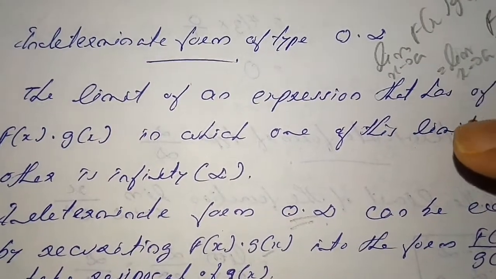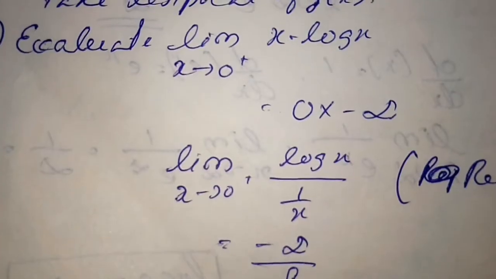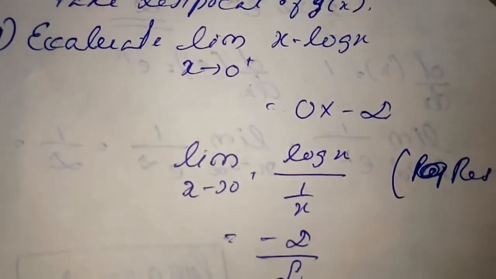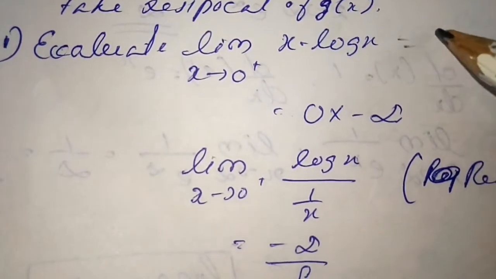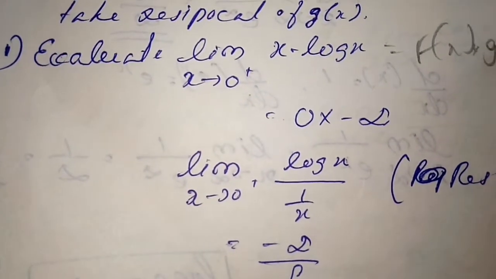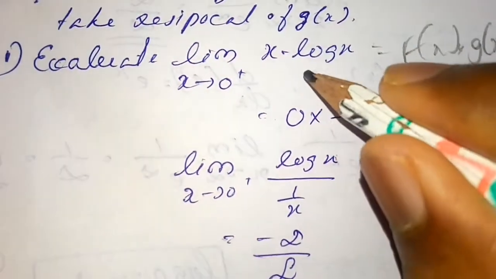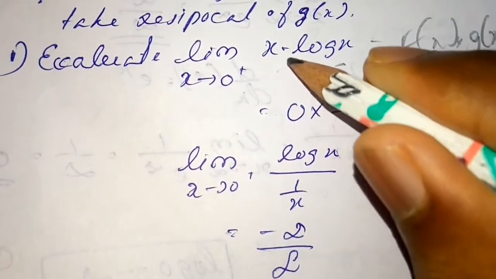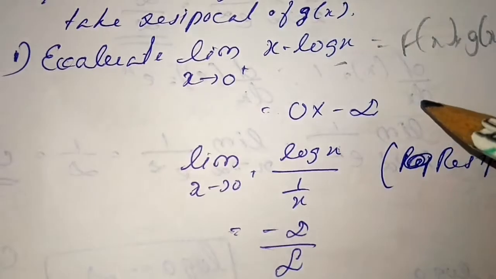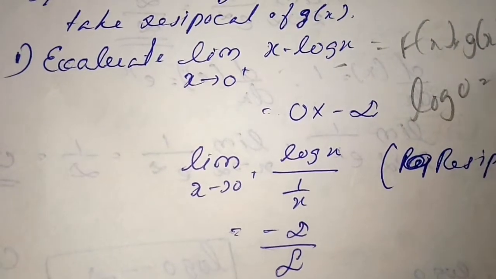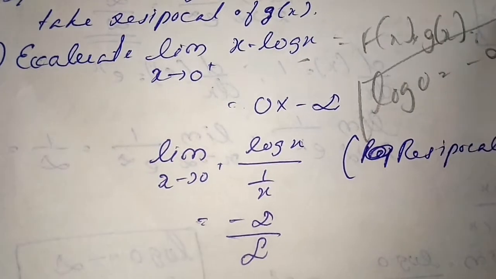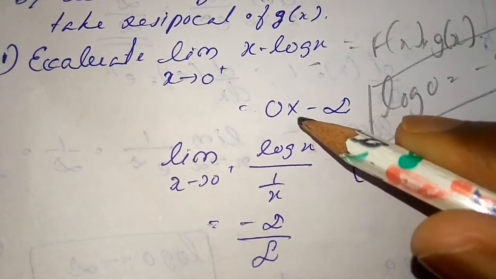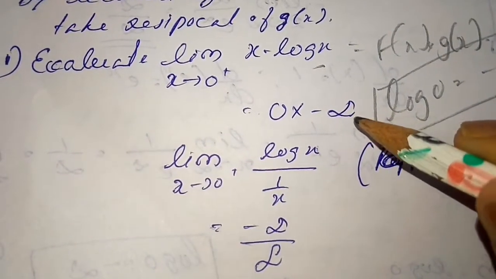So let's look at an example. Here the question is evaluate limit x tends to 0 x into log x, which means it is in the form of f of x into g of x. As you can see, f of x is x and g of x is log x, and by taking the limit we will arrive at 0 into minus infinity, because log 0 is minus infinity. You have to keep that in your mind.